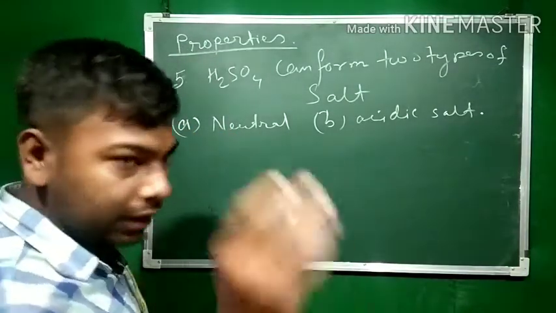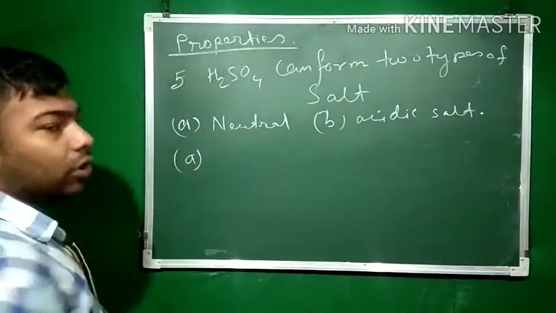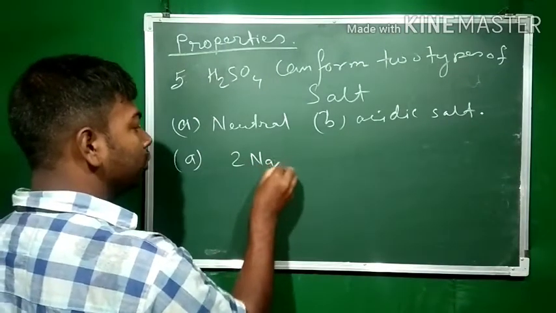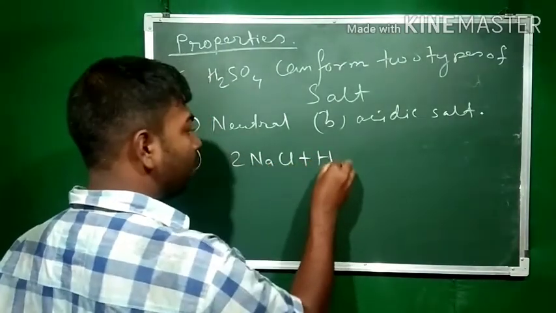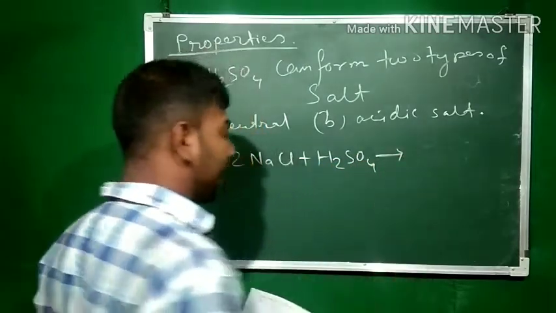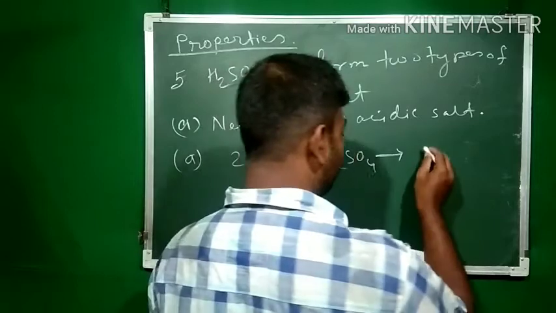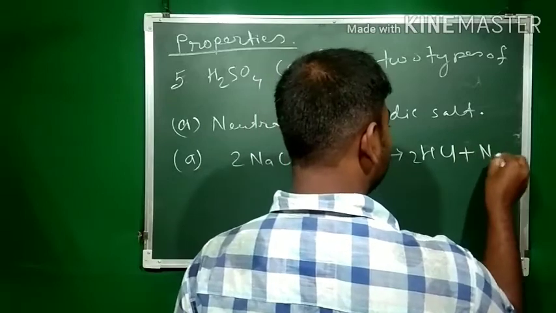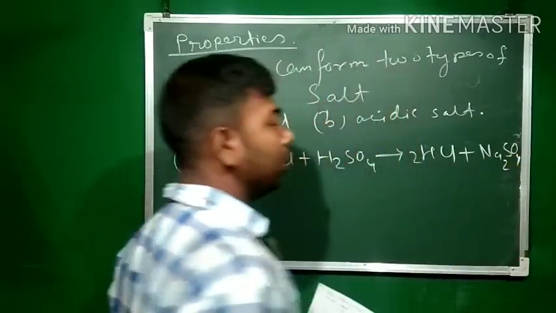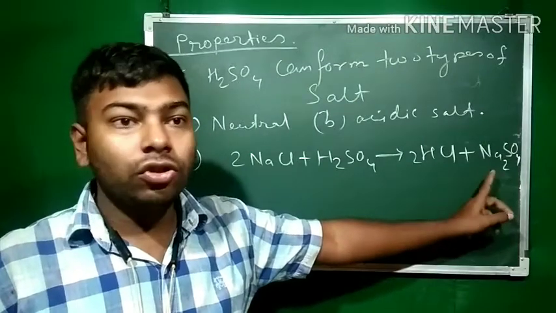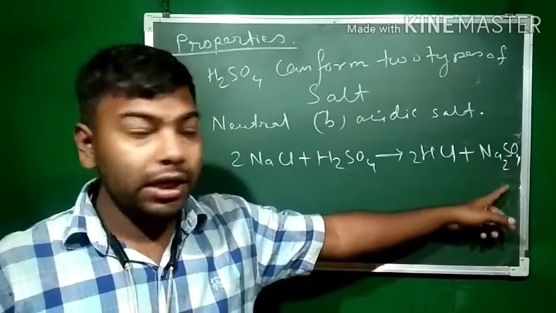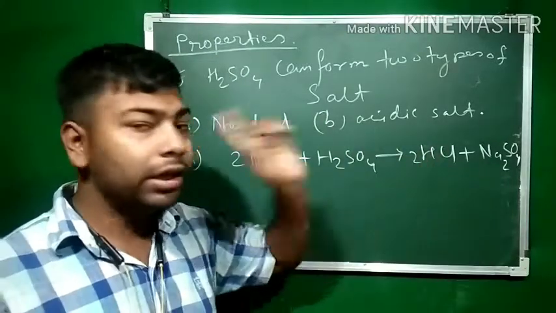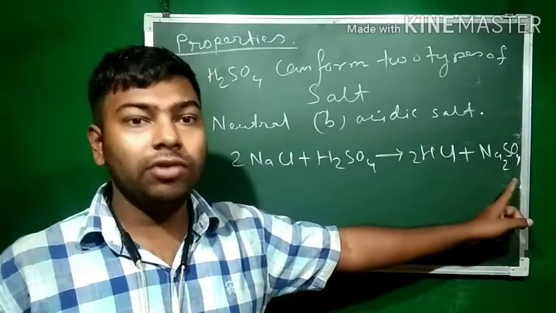But how? See, first example of this one. When 2 moles of sodium chloride reacts with 1 mole of sulfuric acid, then it produces what? It produces 2 moles of HCl plus sodium sulfate. See, it is neutral. There is no acidic or basic character in this particular salt. This one is obviously acid, but we are not dealing with this acid. We are dealing only with the salt. That's why it is neutral salt.